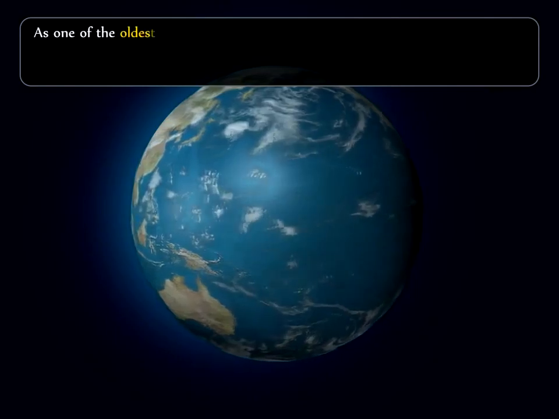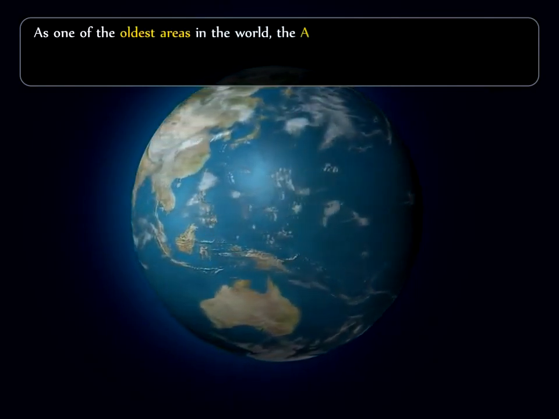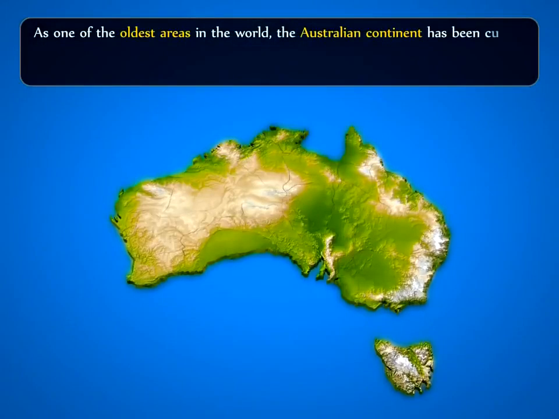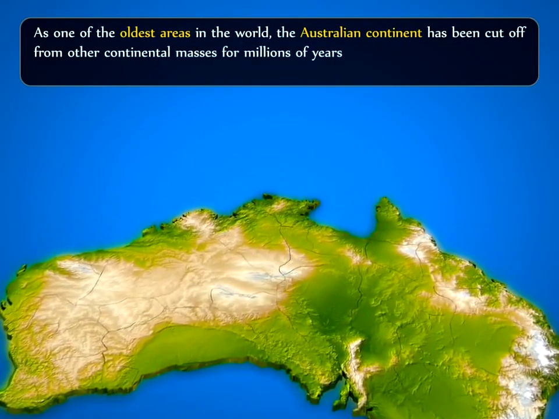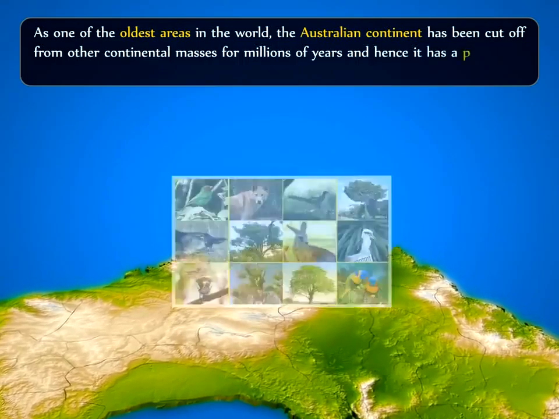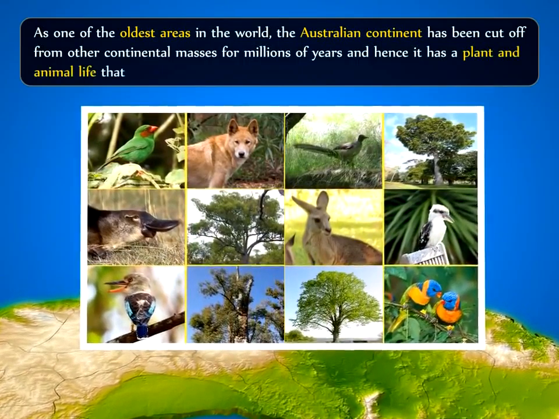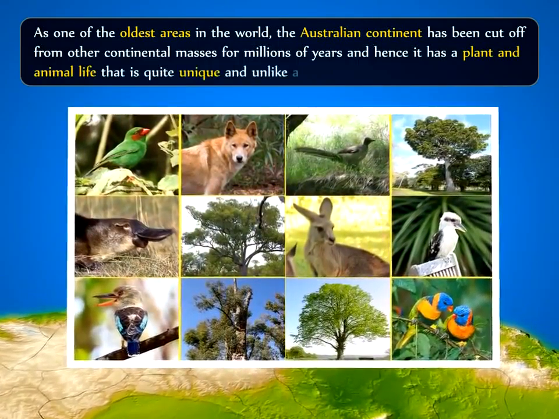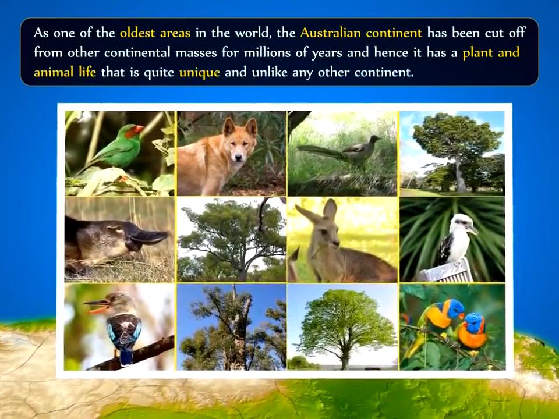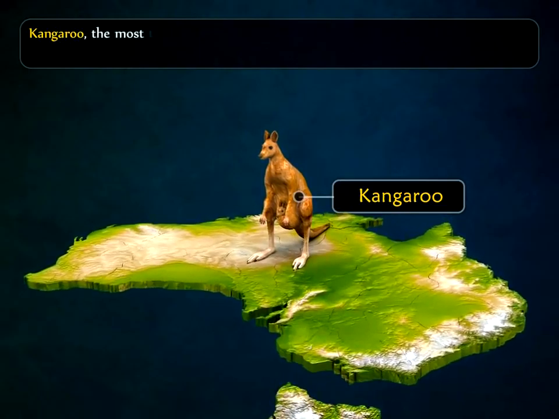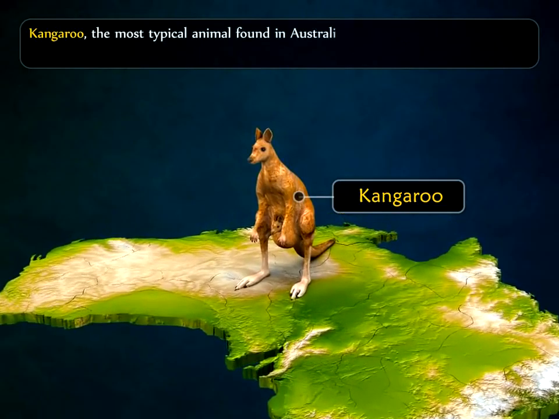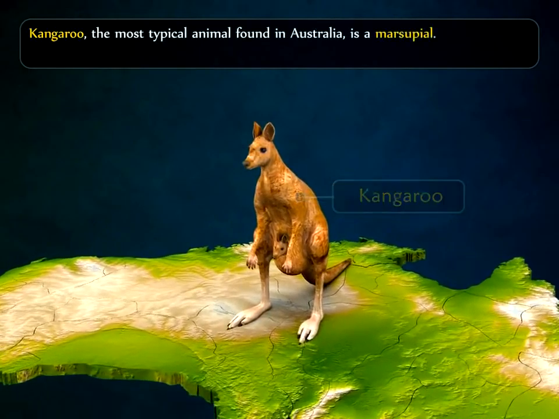As one of the oldest areas in the world, the Australian continent has been cut off from the other continental masses for millions of years, and hence it has a plant and animal life that is quite unique and unlike any other continent. Kangaroo, the most typical animal found in Australia, is a marsupial.